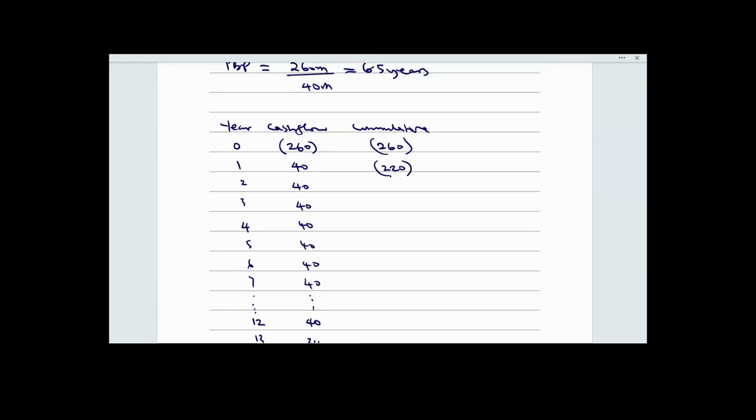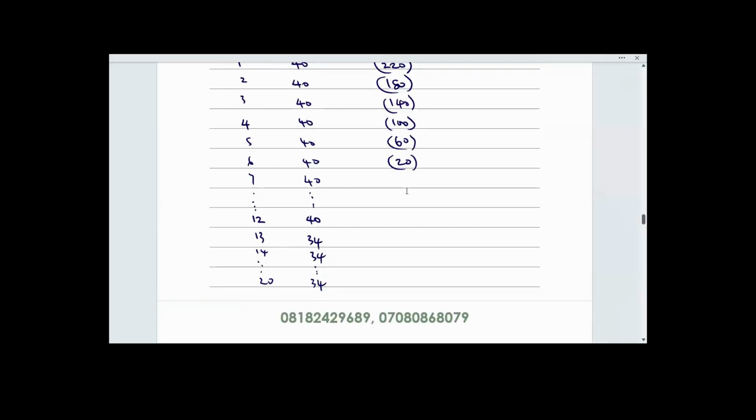220 minus 40 will give me 180. 180 minus 40 will give me 140. 140 minus 40 will give me 100. 100 minus 40 will give me 60. 60 minus 40 will give me 20. I said that when you get to a point where your outstanding balance is less than the next cash inflow, you put a dash, because 20 million is less than the 40 million.